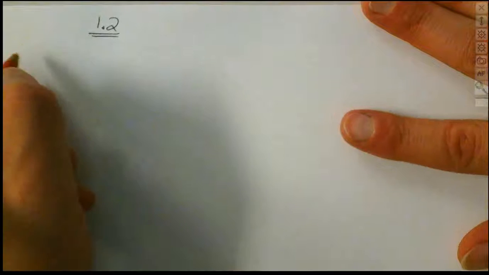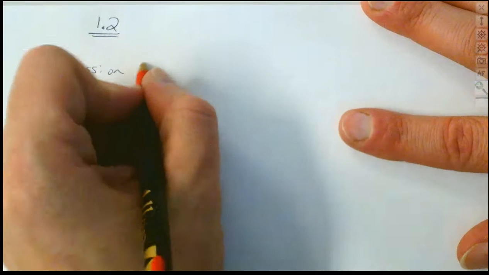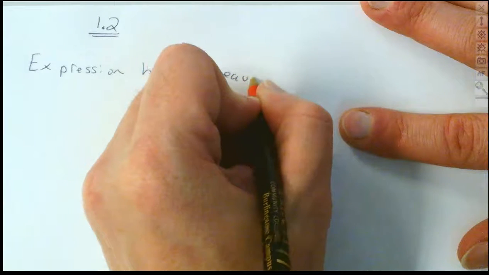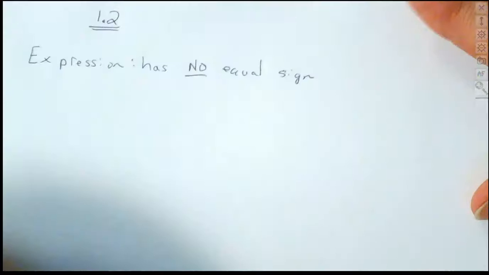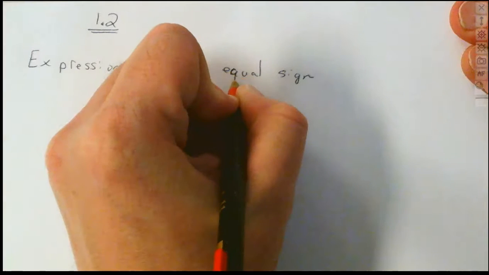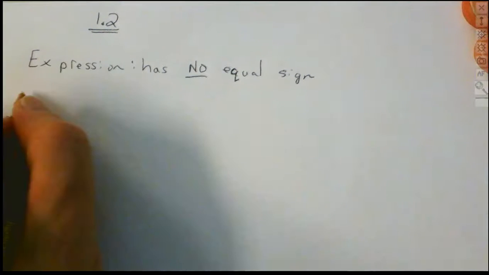So we'll start off with an expression. An expression has no equal sign. We looked at expressions in 1; in 1, we never used an equation. We only used expressions. So an expression has no equal sign. And you can't actually solve an expression. What you can do is simplify it down. So these are examples of expressions.